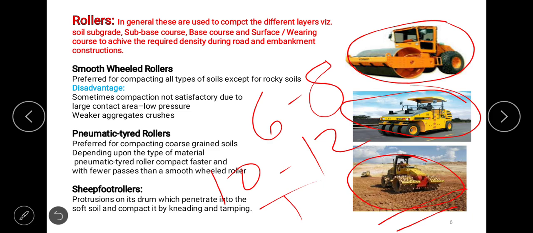Okay. Pneumatic preferred for compacting coarse grained soils. Depending upon the type of material, pneumatic tired roller compacts faster and with fewer passes than a smooth-wheeled roller. If you compare with this, it will be more effective, right?